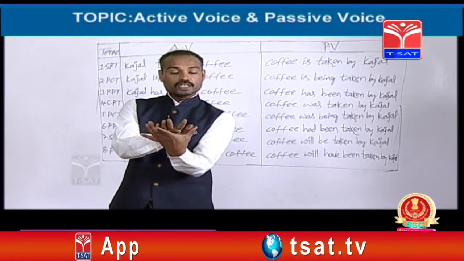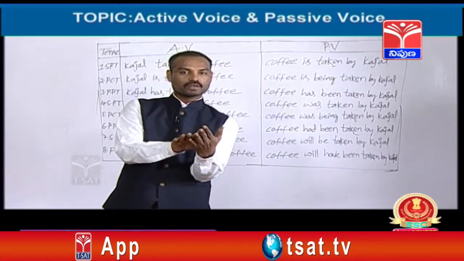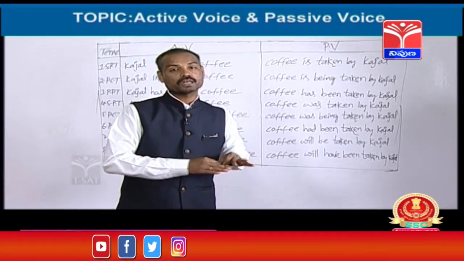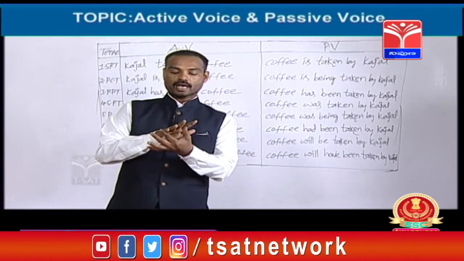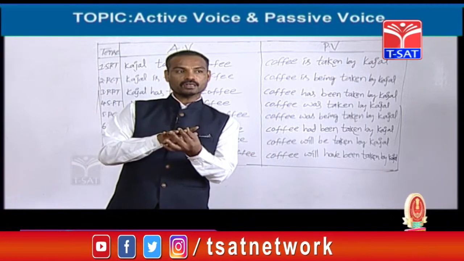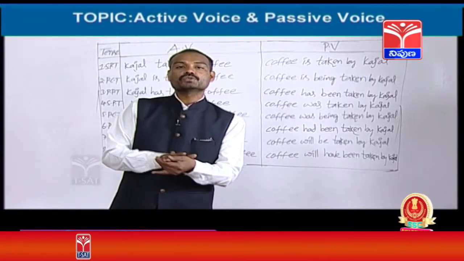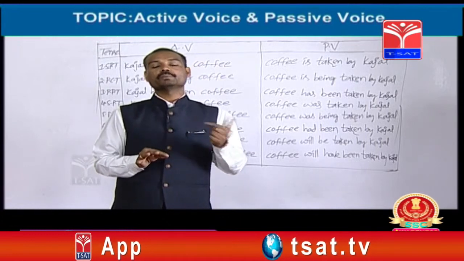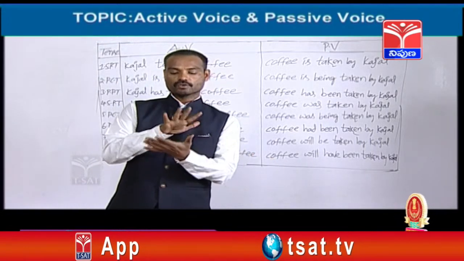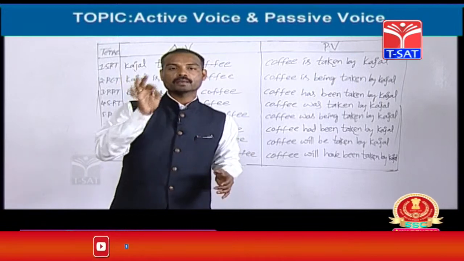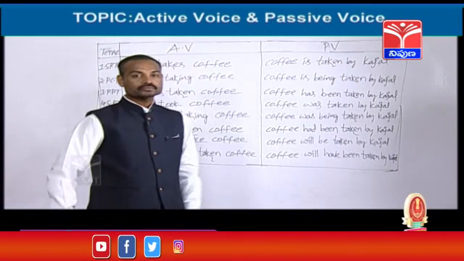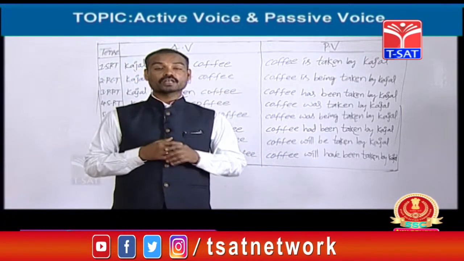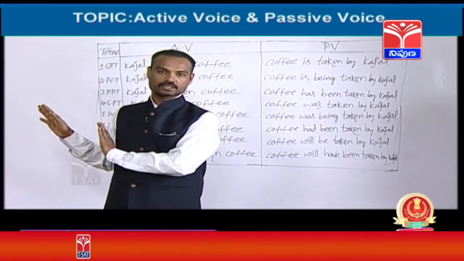So, out of these 5 be forms, am, is, are, was, were, 3 are used for present situations, 2 are used for past situations. Am, is, are, the first 3, can be used only for present. The next 2, was and were, can be used only for past. So, 5 be forms are there: am, is, are, was, were. Fine. Among these 24 helping verbs, 5 be forms have been finished.